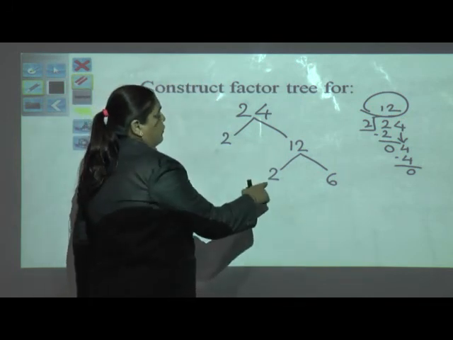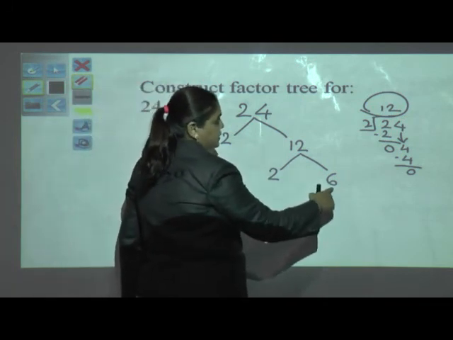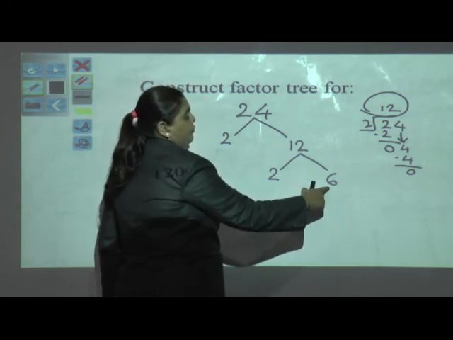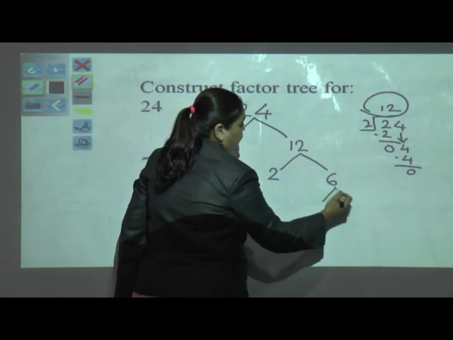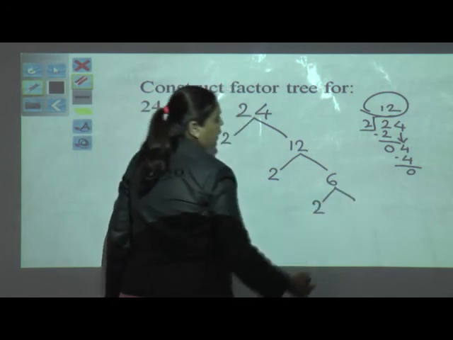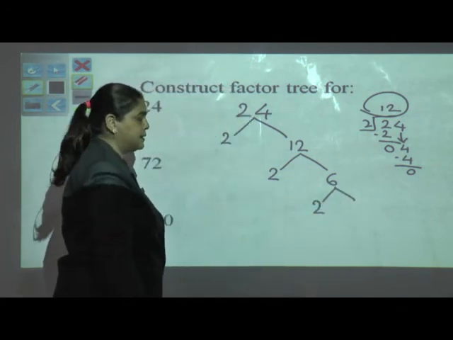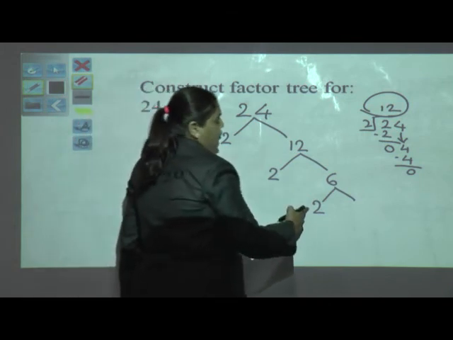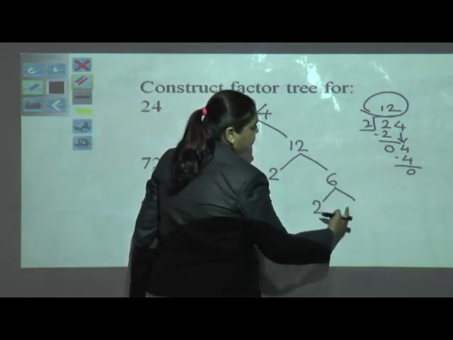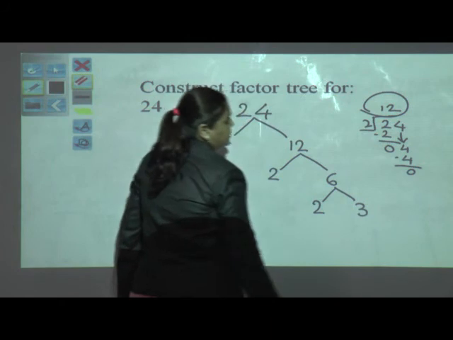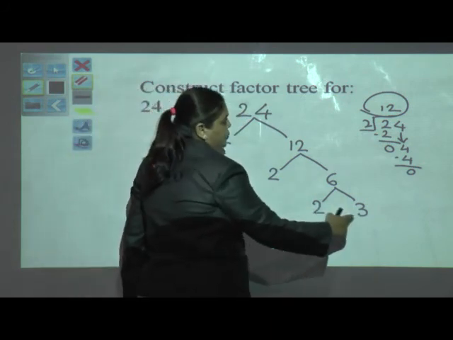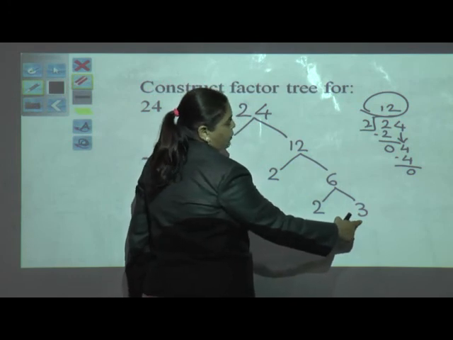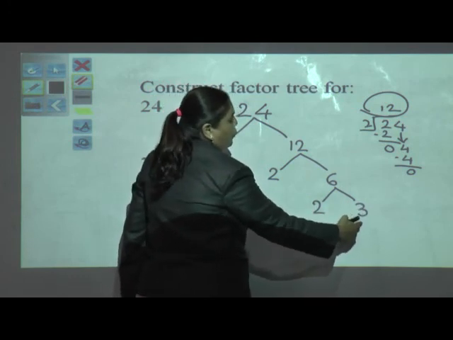Now again we have here 2, and we have here 6. Again we can find the factors of 6. Again it is an even number, so it can be divided by 2, giving a remainder of 0. So again we will write divide by 2. 2 how much are 6? 2 3s are 6. Now this is a prime number, and 3 is also a prime number. So we will stop here.